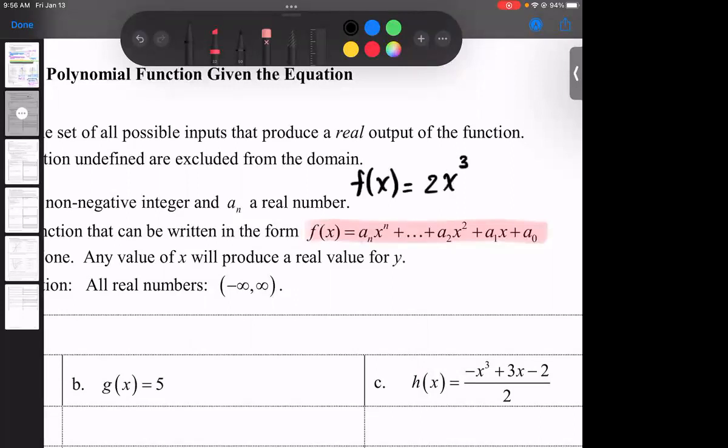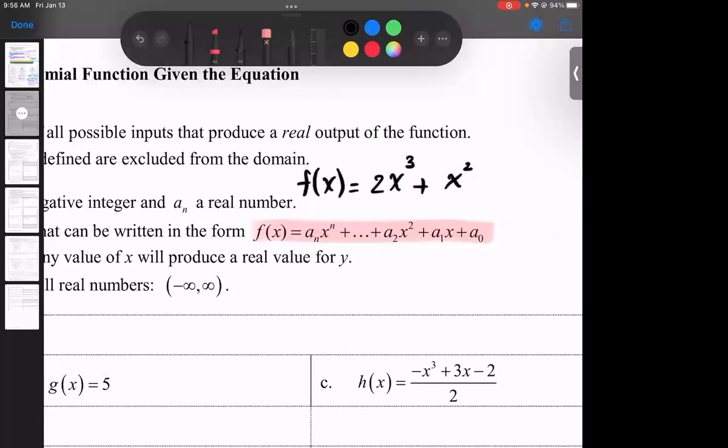2x cubed. So 3 is your power, your n, right? And 2 is just any a, really, a1, a2, a3. You can make up any number for a. And then what's the next one? X what? X squared, right? And if you want to be fancy, you can put a number here, doesn't matter. I just make up 1. You can put -1 if you like.